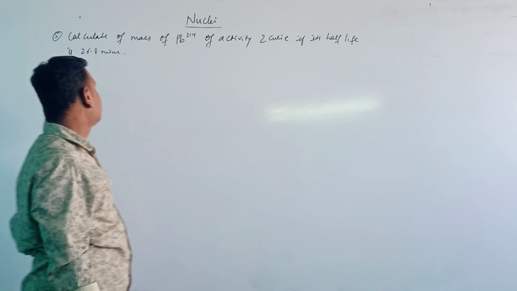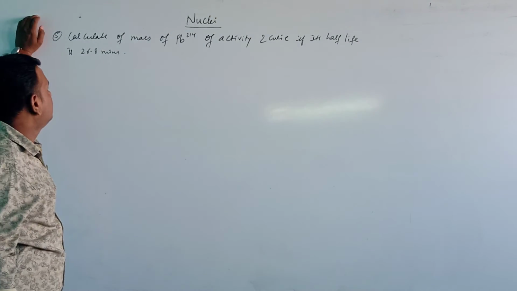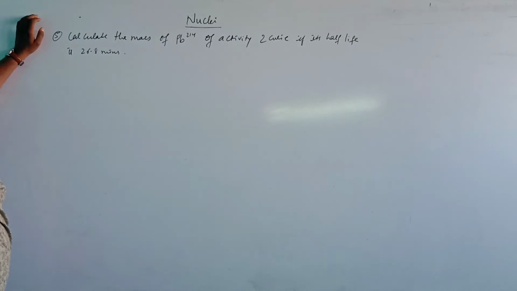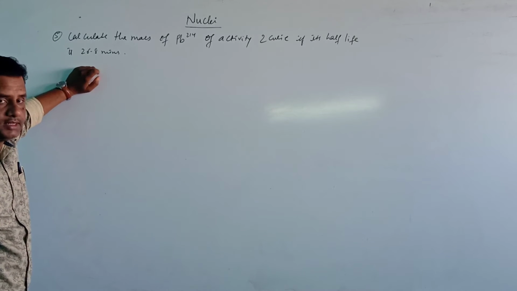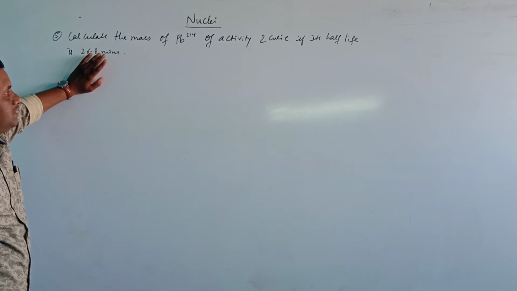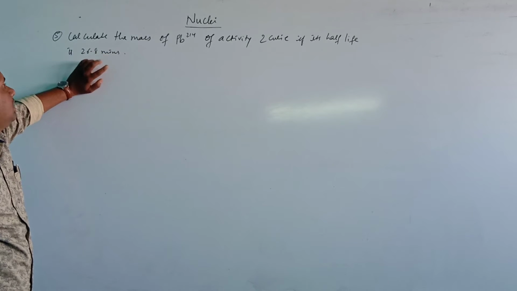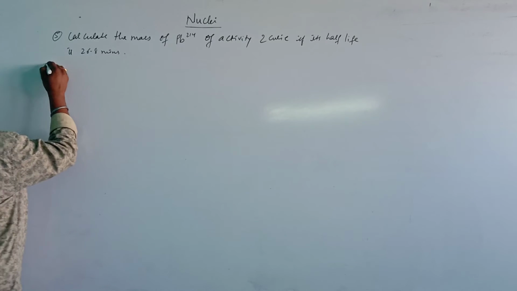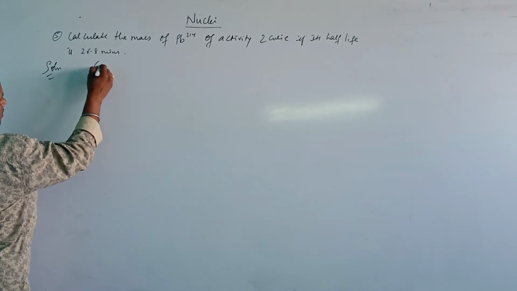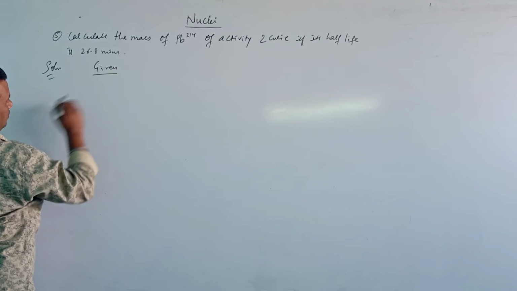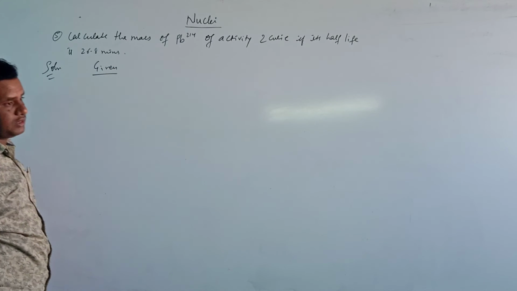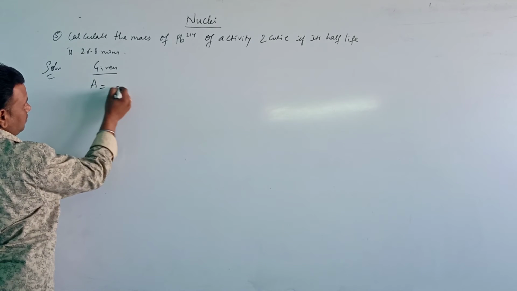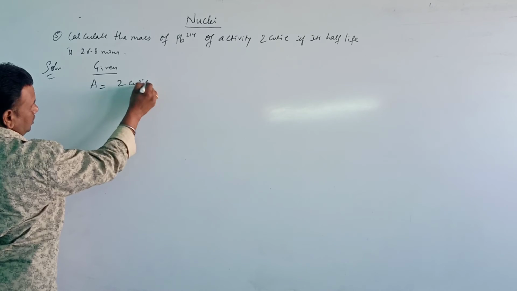So our next question is calculate the mass of lead 214. Lead 214 is the mass number of activity 2 curie if its half-life is 26.8 minutes. So let us rewrite the given data here. Always, while solving numericals, first of all you have to write the given data. So the activity he has given, A is equal to 2 curie.